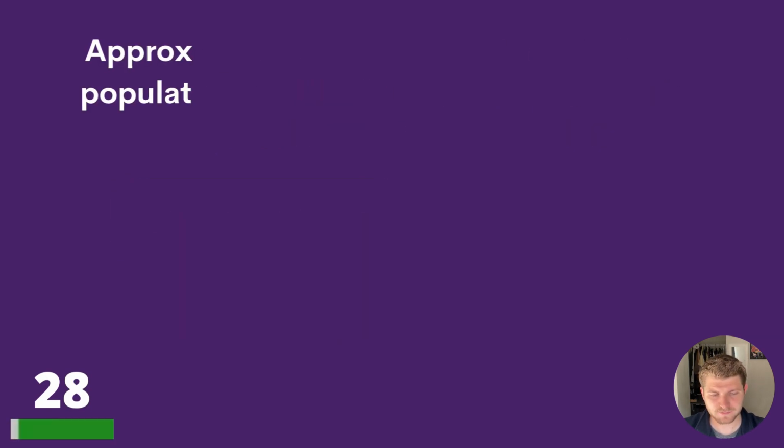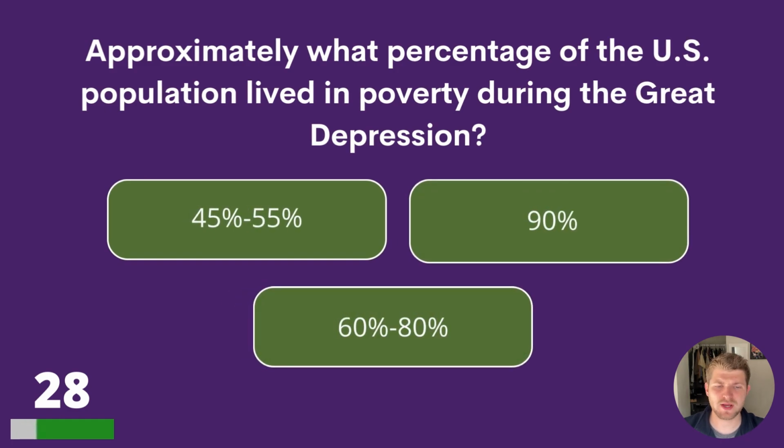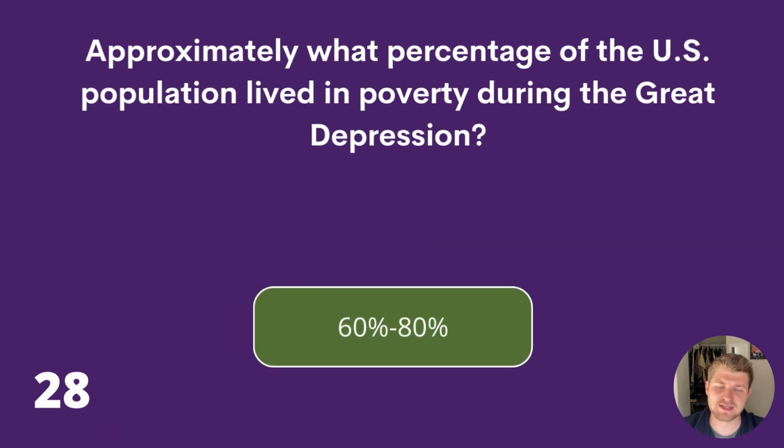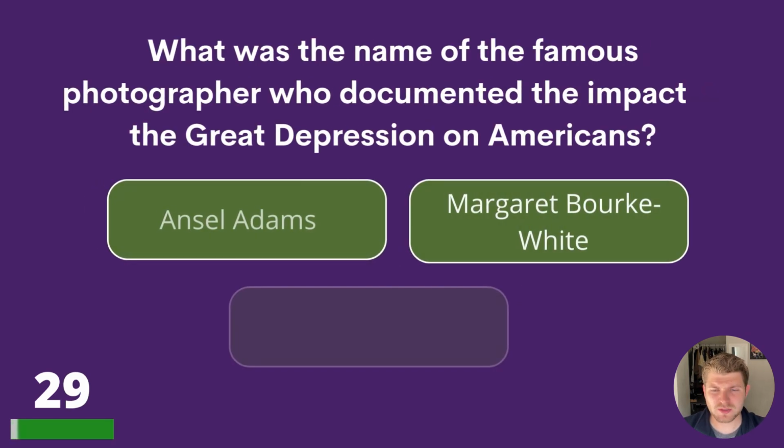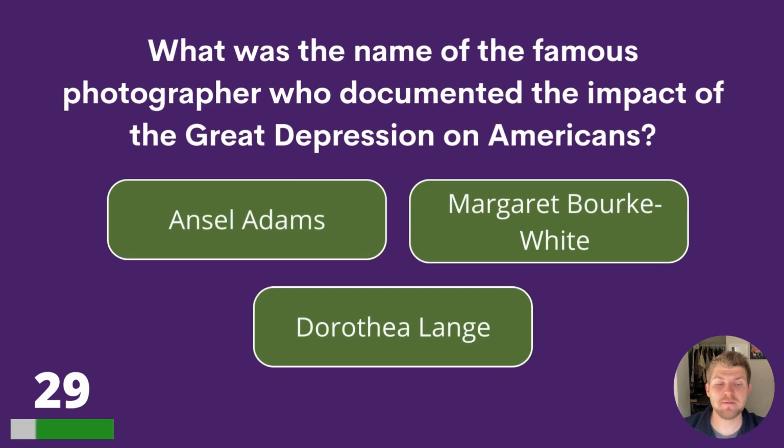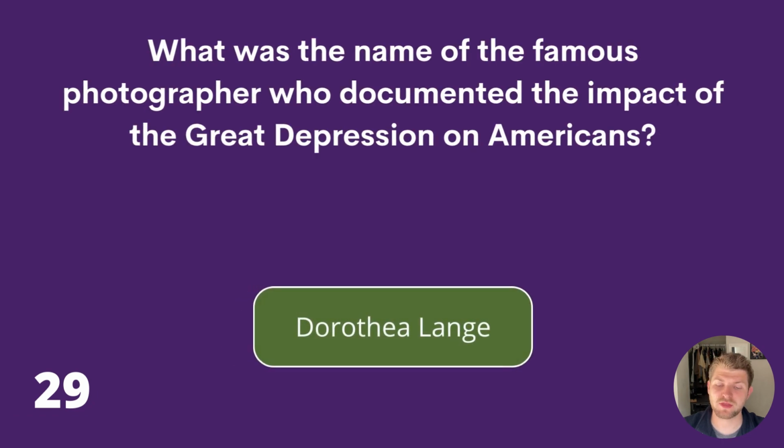Question 28. Approximately what percentage of the US population lived in poverty during the Great Depression? 45 to 55%, 90%, or 60 to 80%? The answer is 60 to 80%. Question 29. What was the name of the famous photographer who documented the impact of the Great Depression on Americans? Ansel Adams, Margaret Bourke-White, or Dorothea Lange? The answer is Dorothea Lange.